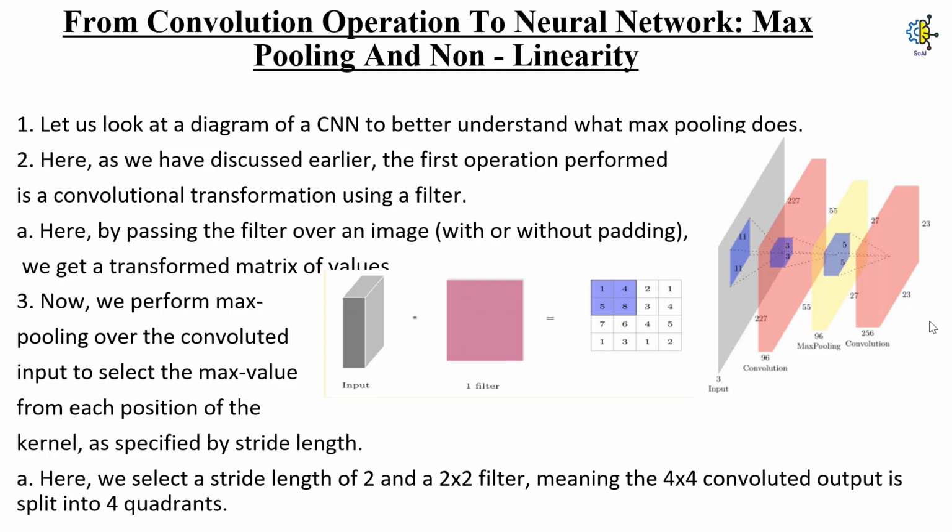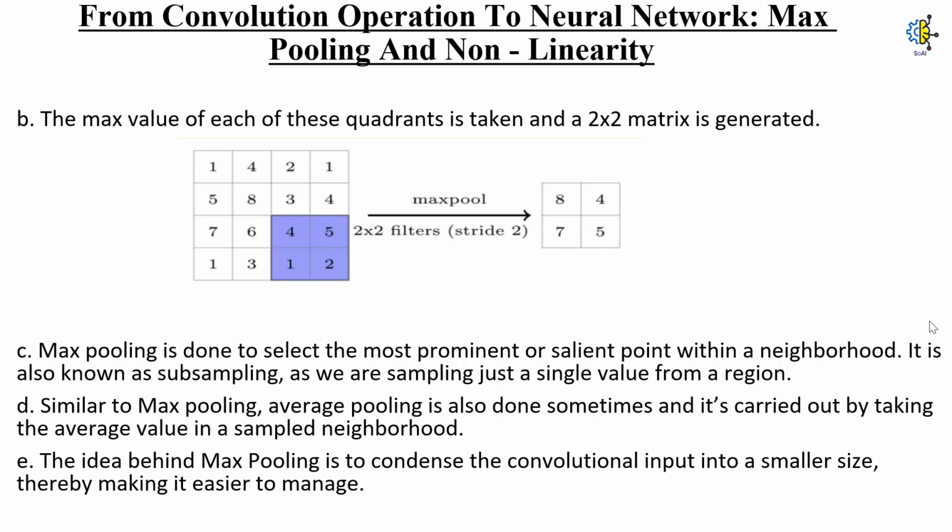Here, we select a stride length of 2 and a 2 cross 2 filter, meaning the 4 cross 4 convolved output is split into 4 quadrants. The max value of each of these quadrants is taken and a 2 cross 2 matrix is generated. You can see in this diagram, from a 4 cross 4 matrix with max pool, 2 cross 2 filters with stride 2, a 2 cross 2 matrix is generated with values 8, 4, 7 and 5.